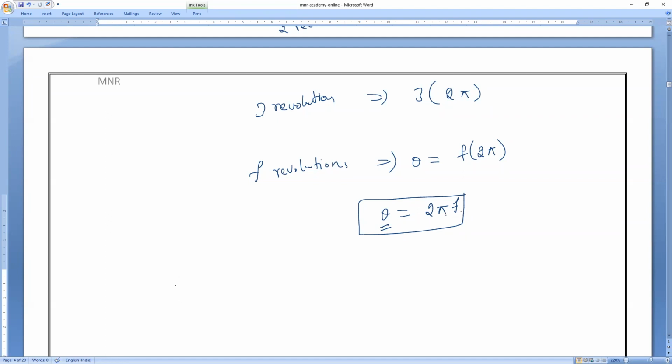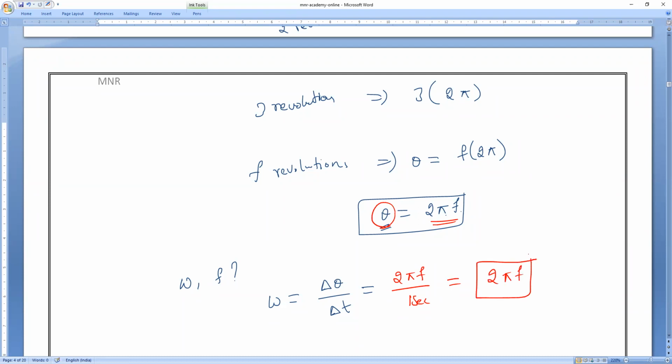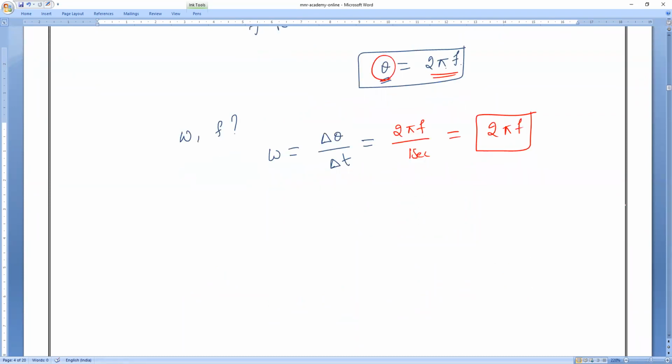Now, we want to find the relationship between angular velocity and frequency. So we all know the angular velocity formula: delta theta divided by delta t. Am I right or wrong? We found delta theta already, which is 2 pi F for how many seconds? F revolutions is equal to this one. Then in 1 second, how many revolutions will it make? So for 1 second, what is the formula? Equal to 2 pi F. That is what you have to remember.